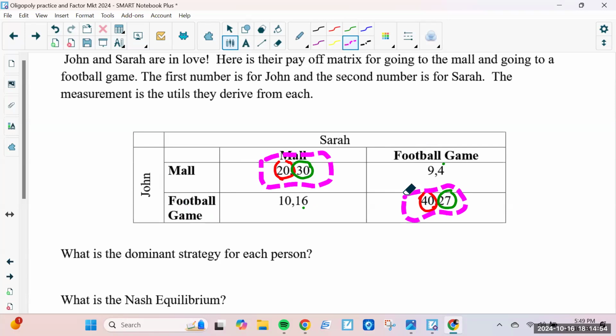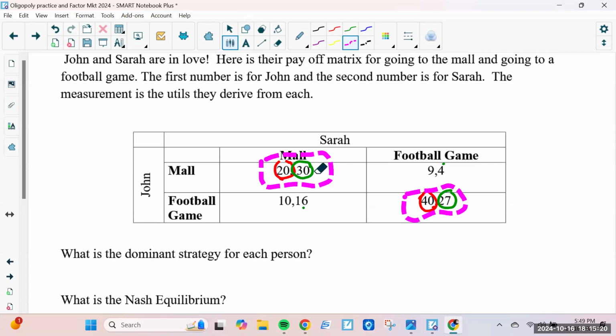Now the question is, what are they going to do? And the answer is, we don't know. They're going to sit there and say, what do you want to do? I don't know, what do you want to do? But what really is happening here is Sarah really wants to go to the mall, but she doesn't want to hurt John's feelings. And John really wants to go to the football game, but he doesn't want to hurt Sarah's feelings. So they're going to sit there and be miserable all day long instead of just saying, hey, I want to do this. One of them has to take control.